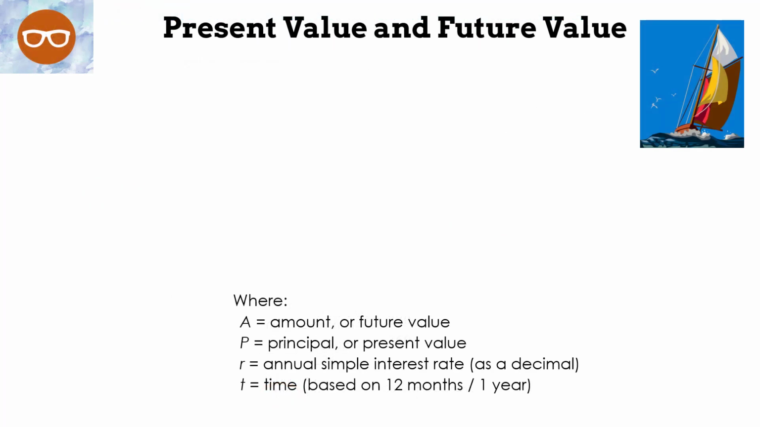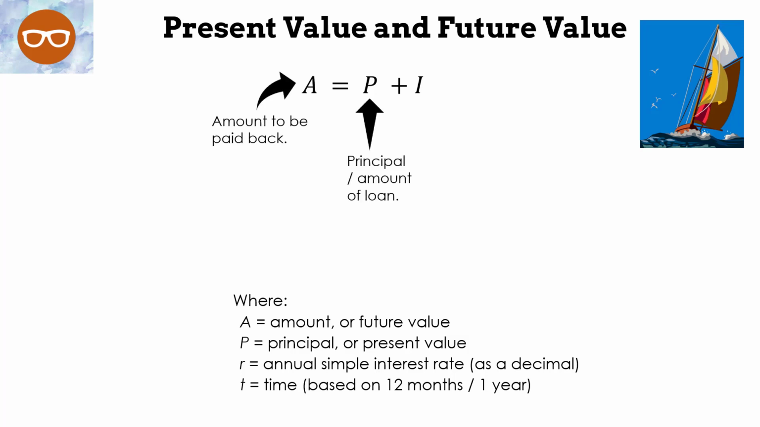Present value and future value. Do you remember the first problem we did? And we talked about the sailboat. We wanted to find out the amount that we'd have to pay back. So we took the principal, or the amount of the loan, plus the interest that we'd have to pay. This is the future value formula.